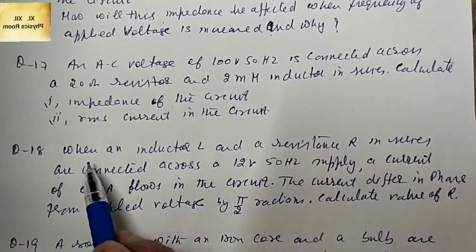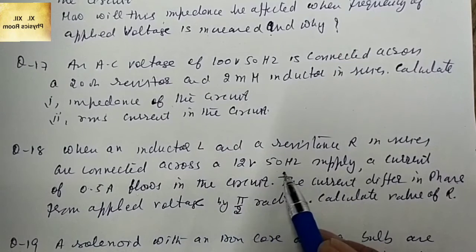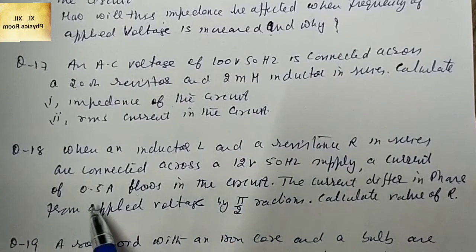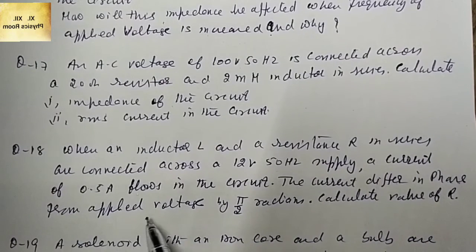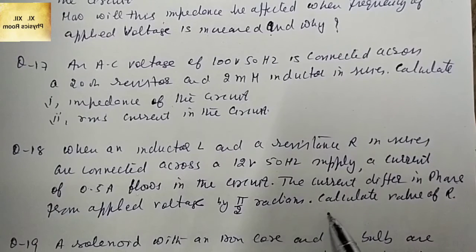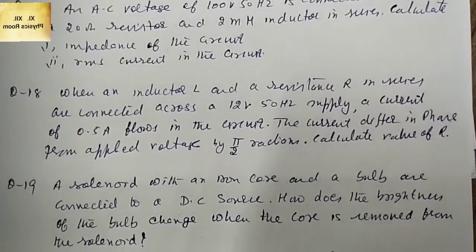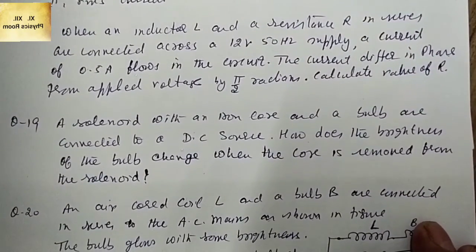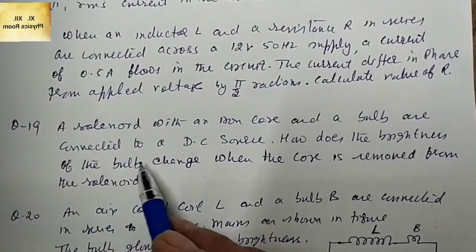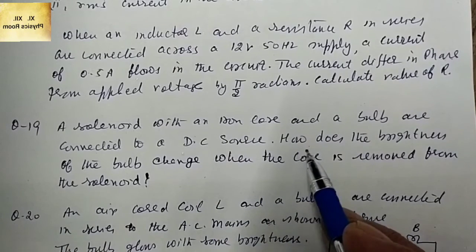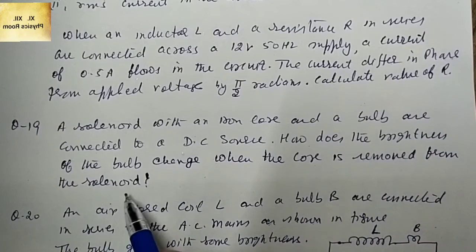Question number 18. When an inductor L and a resistance R in series are connected across a 12 volt, 50 Hz supply, a current of 0.5 ampere flows in the circuit. The current differs in phase from the applied voltage by pi by 2 radians. Calculate the value of R. Question number 19. A solenoid with an iron core and a bulb are connected to a DC source. How does the brightness of the bulb change when the core is removed from the solenoid?